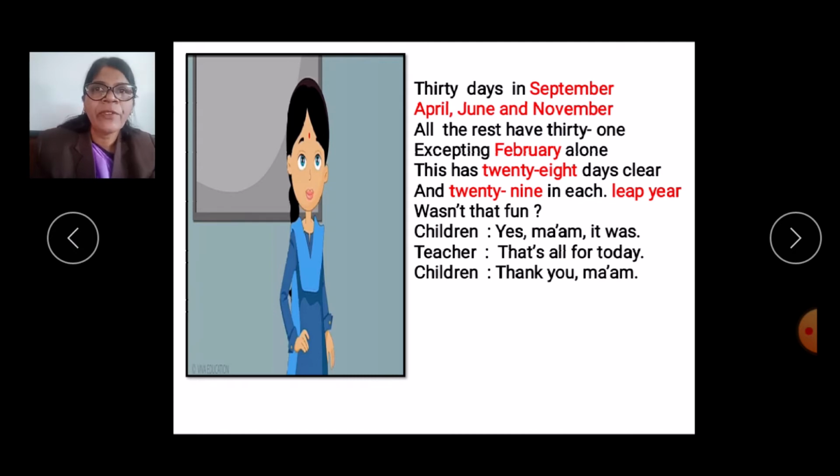So wasn't that fun children? So remember that children, 30 days in September, April, June and November. So September, April, June and November have 30 days. Excepting February, February alone has 28 days clear. And then in each leap year it has 29. Wasn't that fun children? Children said, yes ma'am, it was.